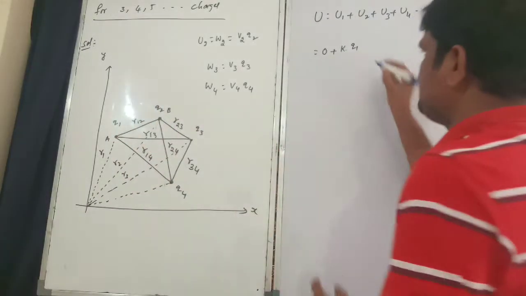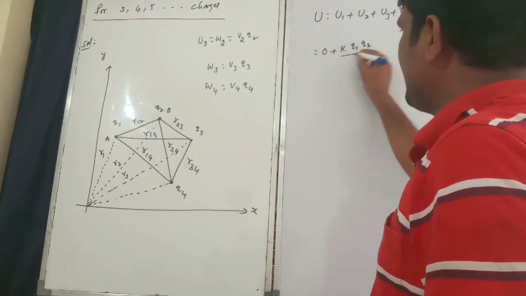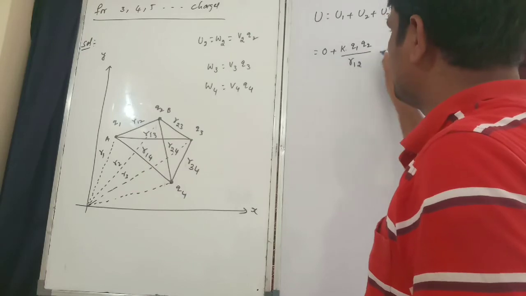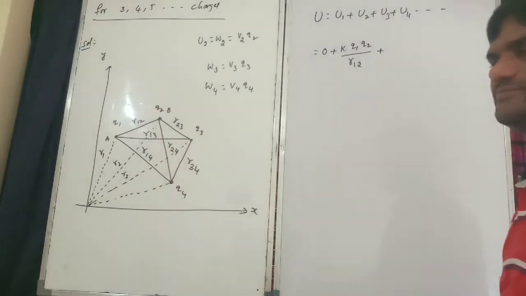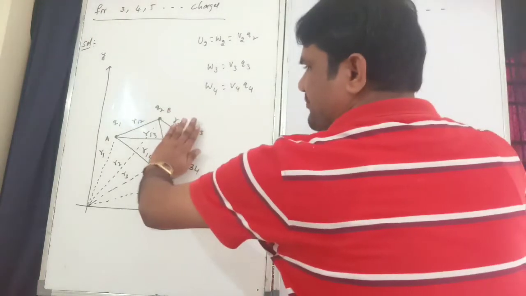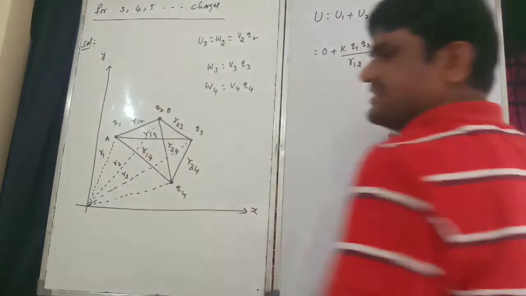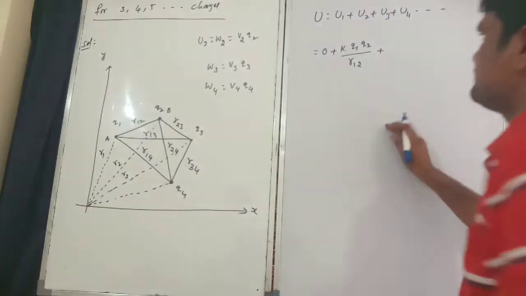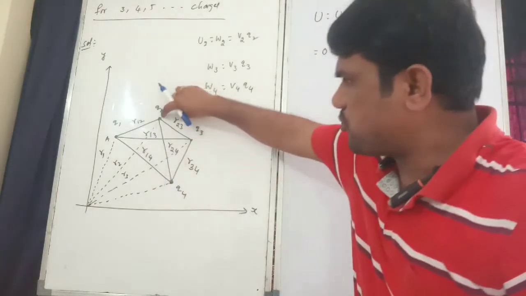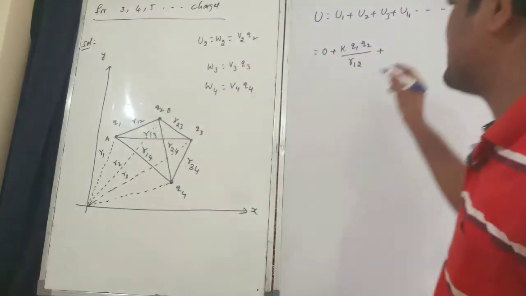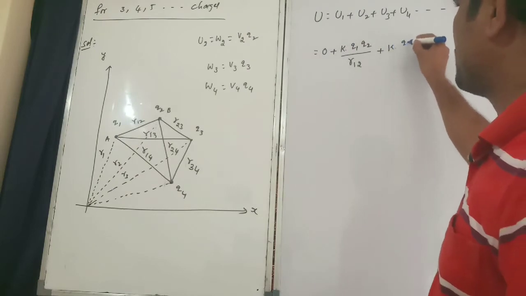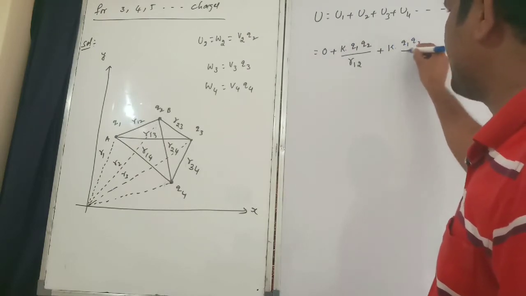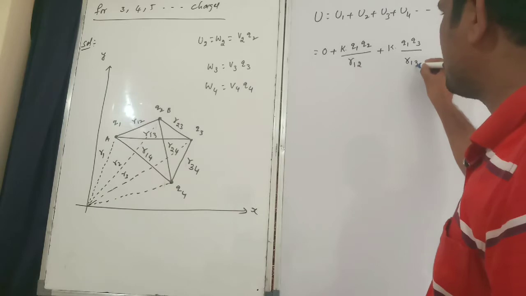Q1, Q2 divided by distance is R12. Finish. Only two forces are acting there. Two charges, only one pair can act. Next, Q3. How many potentials can act? Two potentials: K Q1 Q3 by R13.